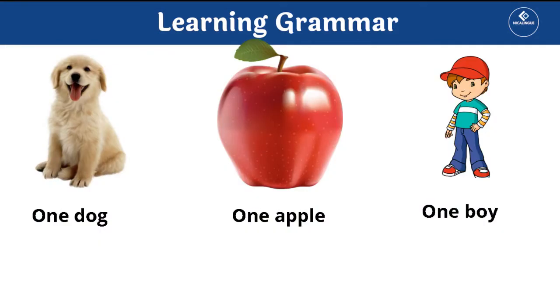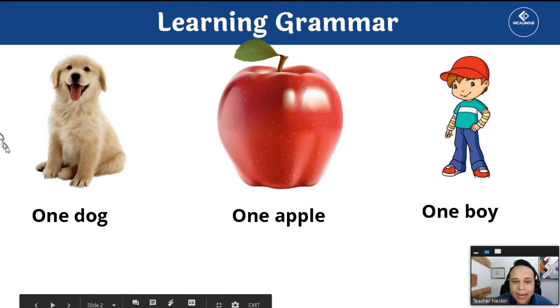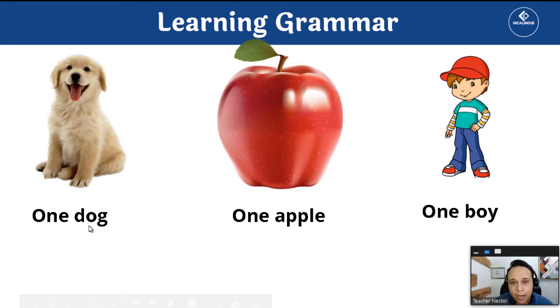Let's see some examples. We have one dog, one apple, one boy. These three things are called nouns. If you need to make them plural, it's pretty simple. The only thing you need to do is add the letter S at the end of the noun.